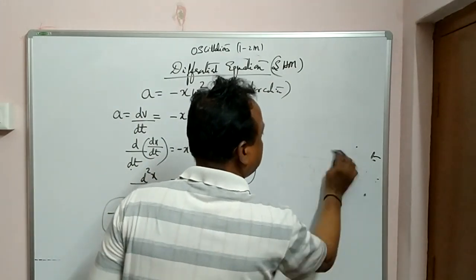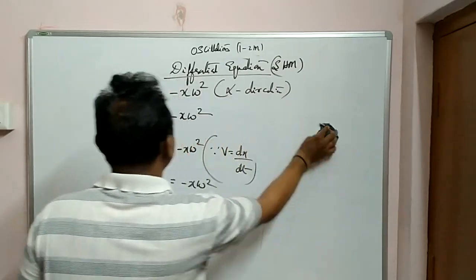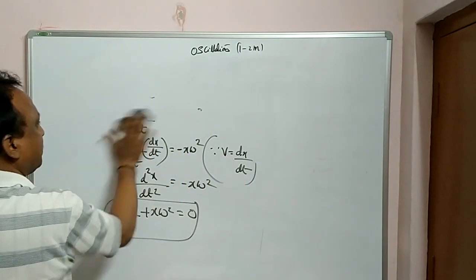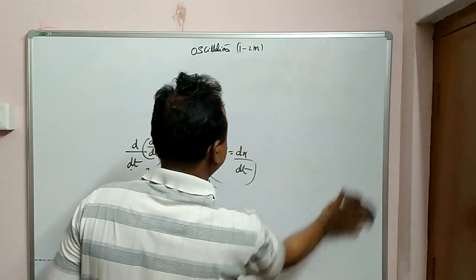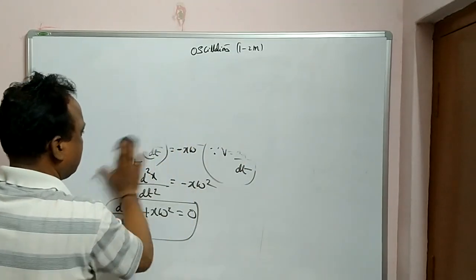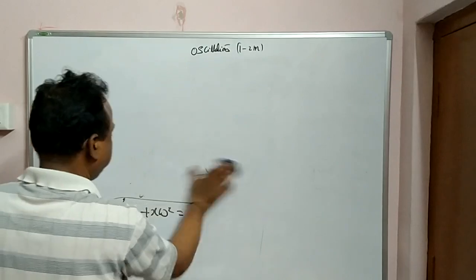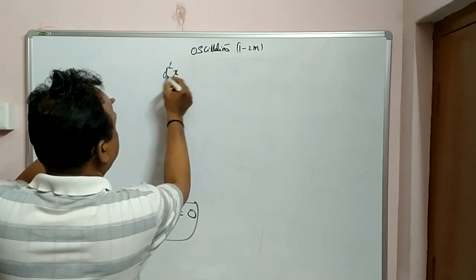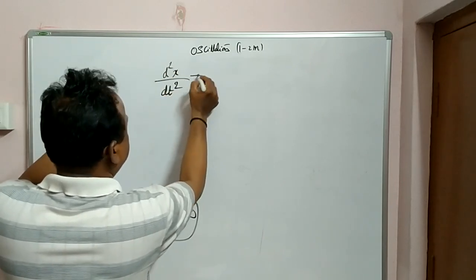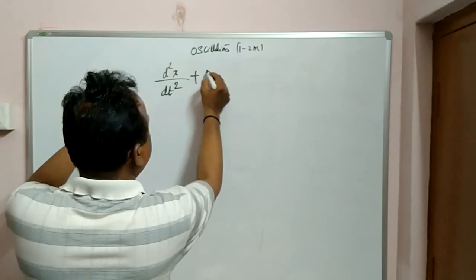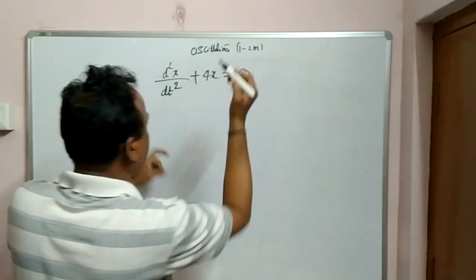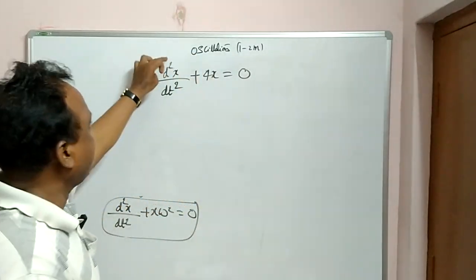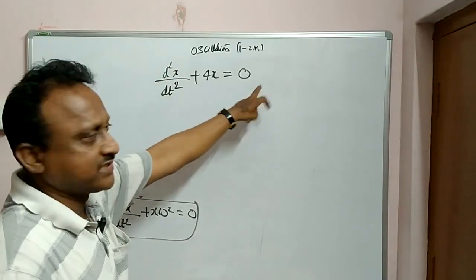ఫర్ ఎగ్జాంపుల్, suppose you are given like this, d square x by dt square plus 4x is equal to 0. ఇలా ఇచ్చాడండి ఎగ్జామినేషన్లో ఒక బిట్ ఇచ్చాడు. డిఫరెన్షియల్ ఫార్మ్‌లో ఇచ్చాడు. ఎలాగా? d square x by dt square plus 4x is equal to 0.